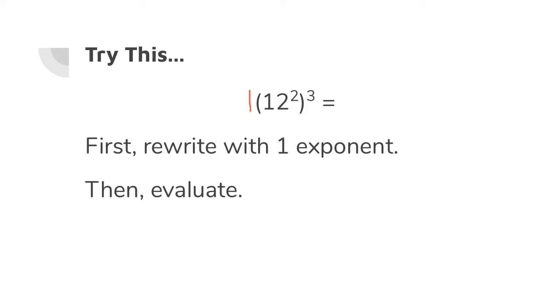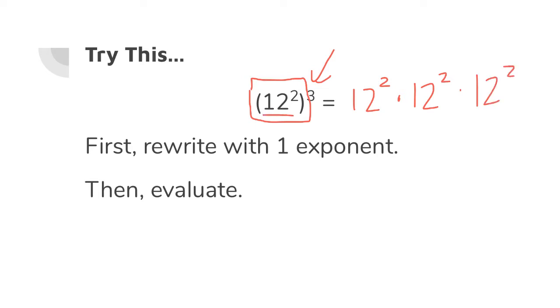So it looks like I have a base right here that is raised to the power of 3. That means I have 3 of those. So I've got 12 to the second once, I've got 12 to the second twice, and I've got 12 to the second 3 times. This base raised 3 times.